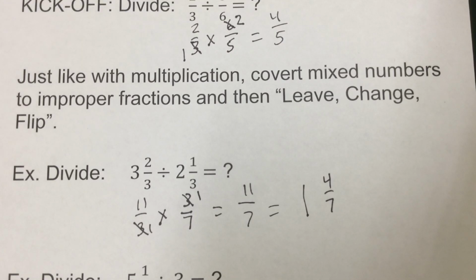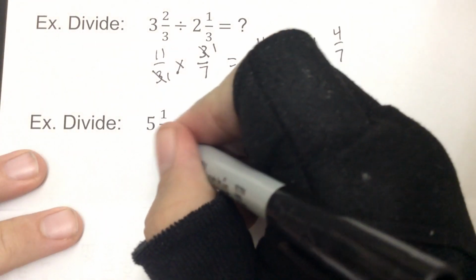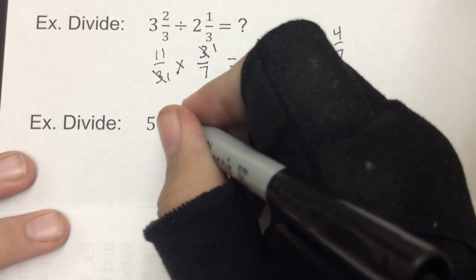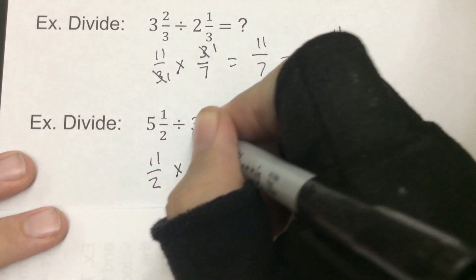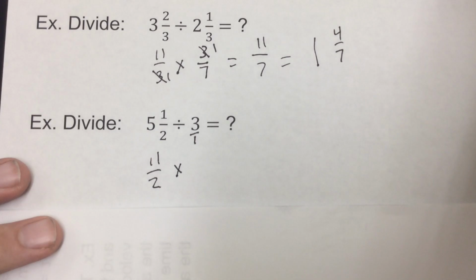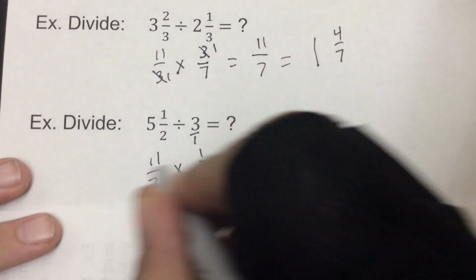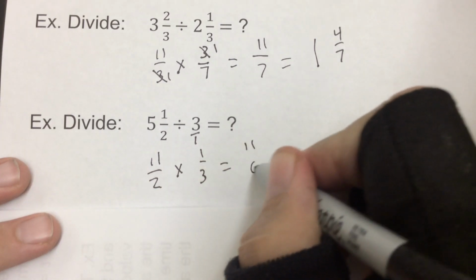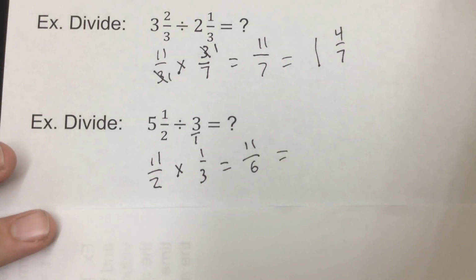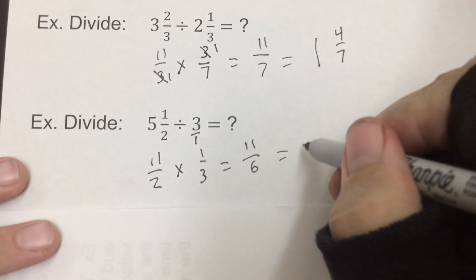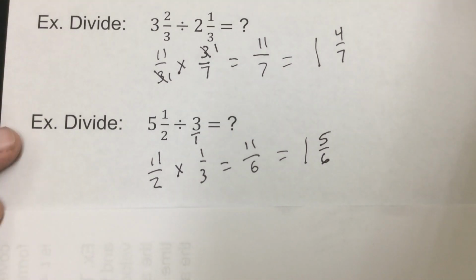So, 5 1/2. 2 times 5 is 10, plus 1 makes us 11 halves. Dividing goes to times. Now, 3, to make an improper fraction, all we do is put over 1, so when we flip it, it becomes 1/3. 1 times 11 is 11. 2 times 3 is 6. Again, improper fraction. To simplify it, we have to make it into a mixed number. So 6 goes into 11 once. There'd be 5 left over. So 1 and 5/6.